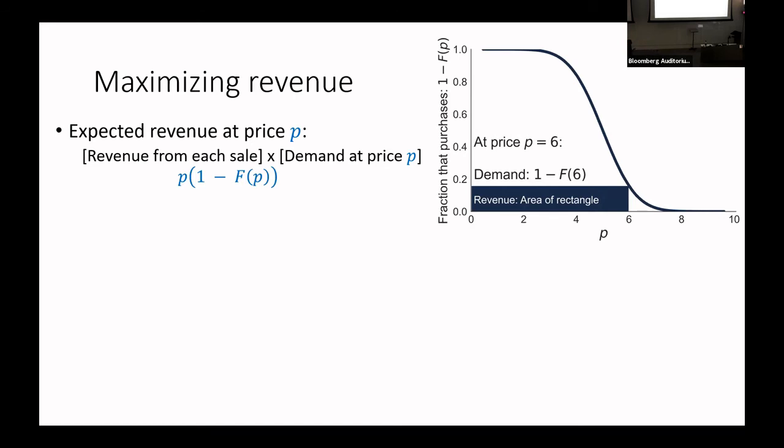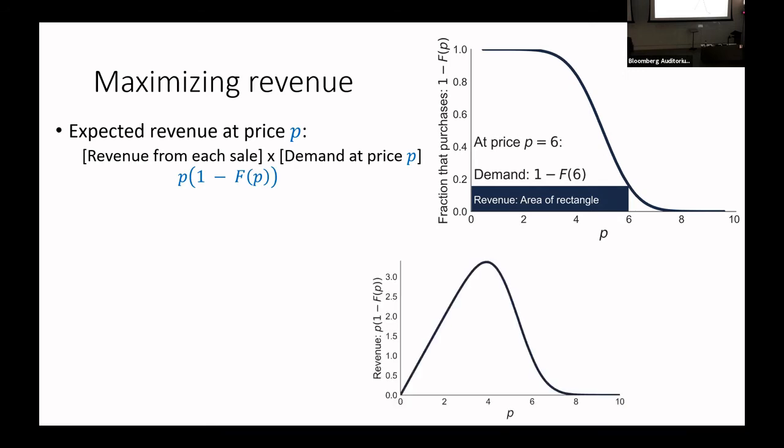As my price increases, the width of my rectangle gets bigger because you're increasing price, but the height of my rectangle gets smaller because you're decreasing the probability that someone buys it. Right, so you earn more money from each sale, but you have fewer sales.